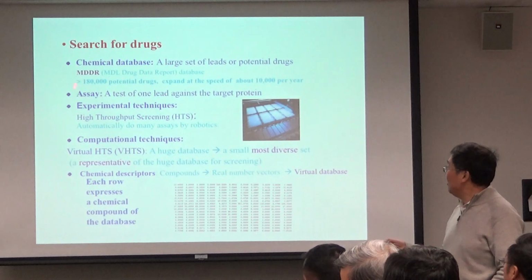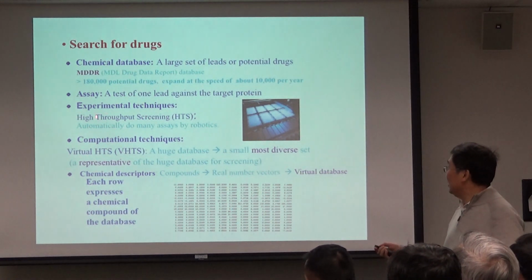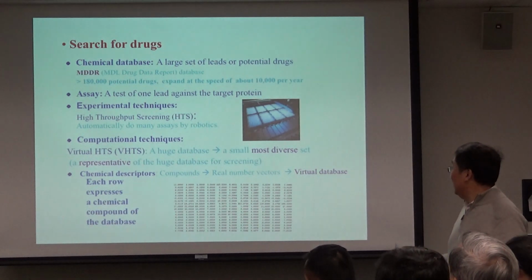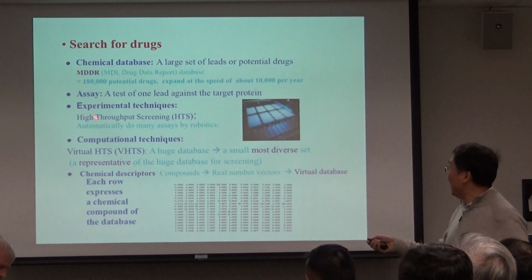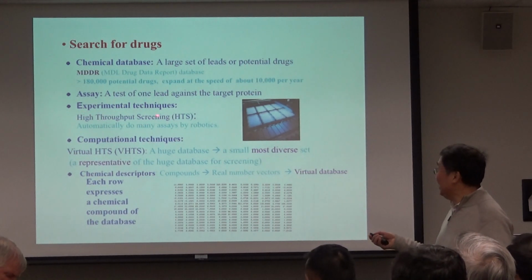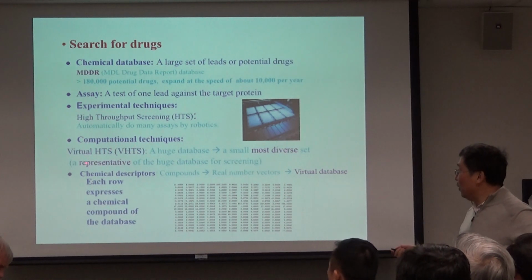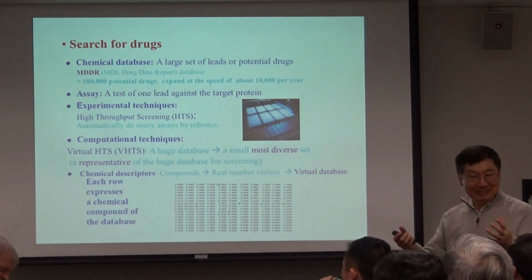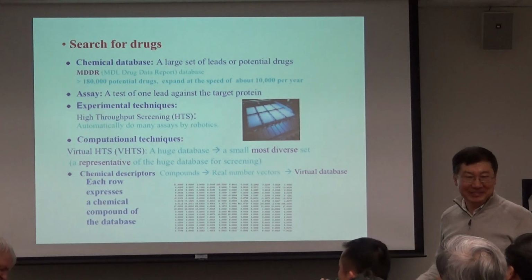So this is experimental techniques, where you automatically just do assays for projects. That's called high throughput screening. Of course, for us, we're going to use a computational approach. We set up a virtual database, as opposed to a real database where you do experiments.